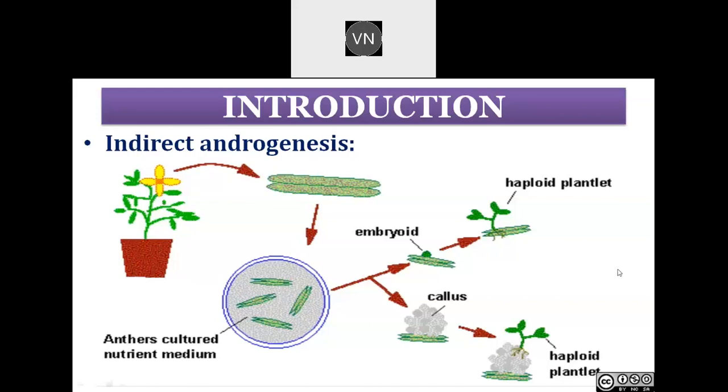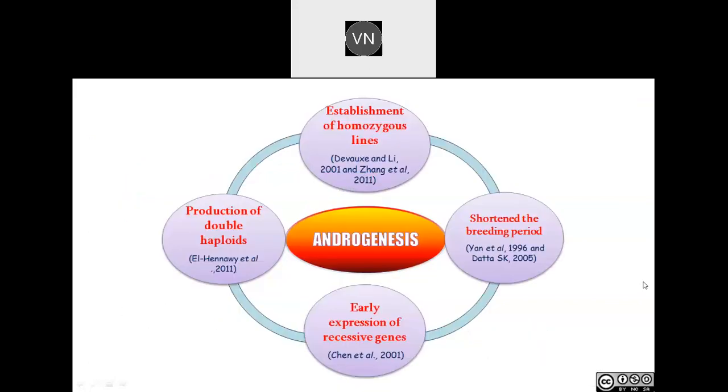By all other means, if the pollen grains are cultured, they give callus, and from the callus by organogenesis we develop the plants, it is indirect. And in this image, as you can see, if we culture anther, and from the anther there is a development of embryoids, and from the embryoid there is a development of haploid plants, then it is indirect. As well as from the anther, if there is a development of callus, and from the callus by organogenesis there is a development of haploid plant, then it is also indirect androgenesis. Next, please.